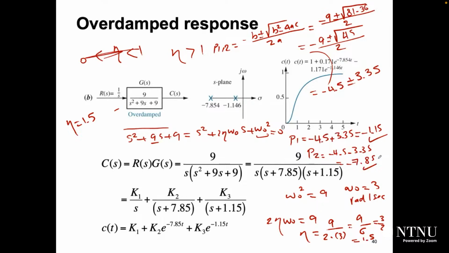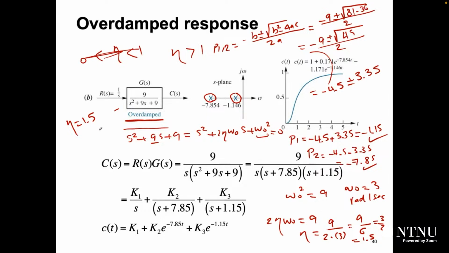As you can see here, both P1 and P2 are real and distinct, so in this case my response is overdamped. How can we find that it's overdamped? Try to find zeta, and zeta is 1.5, which is greater than 1, so my system is overdamped.